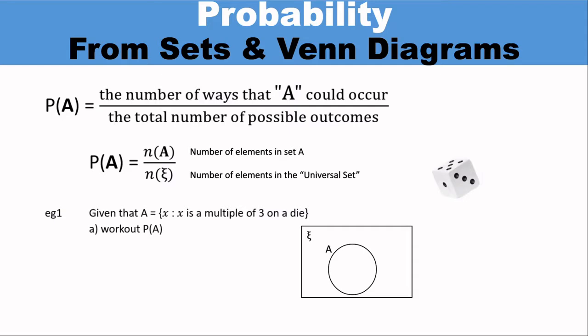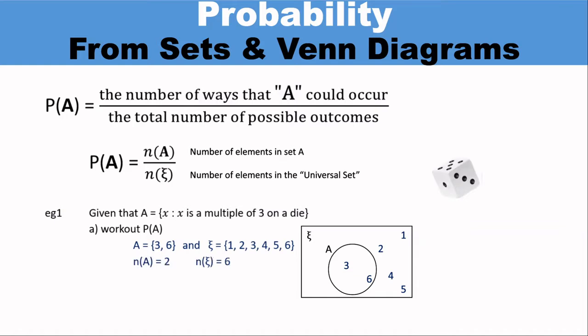Having a look at my Venn diagram, I could very simply say that set A is not all of the possible outcomes, it's just the multiples of 3, 3 and 6, while the universe contains all of the possible numbers on a die, 1, 2, 3, 4, 5, 6. So placing those possible values on my Venn diagram, I can see that there are 2 values in set A, and there are 6 values altogether in the universe, but 4 of those values are not inside set A.